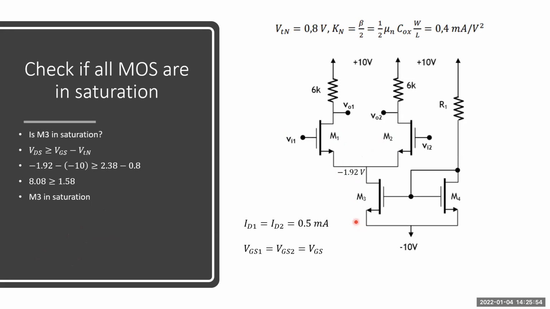What about M3? Is M3 in saturation region? Again, we are going to apply the same inequality here. The drain voltage is minus 1.92, and the source voltage is minus 10 here. What is the VGS? We calculated it, it's 2.38. Then 0.8 is the threshold voltage value. It shows that 8.08 is greater than 1.58. It's correct. Then M3 operates in saturation region.